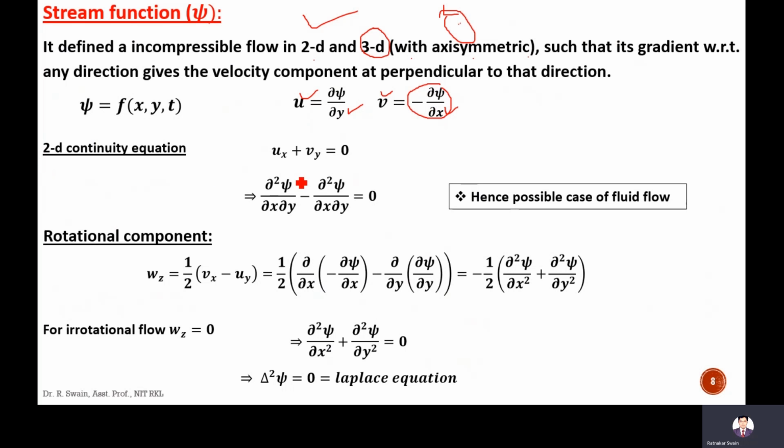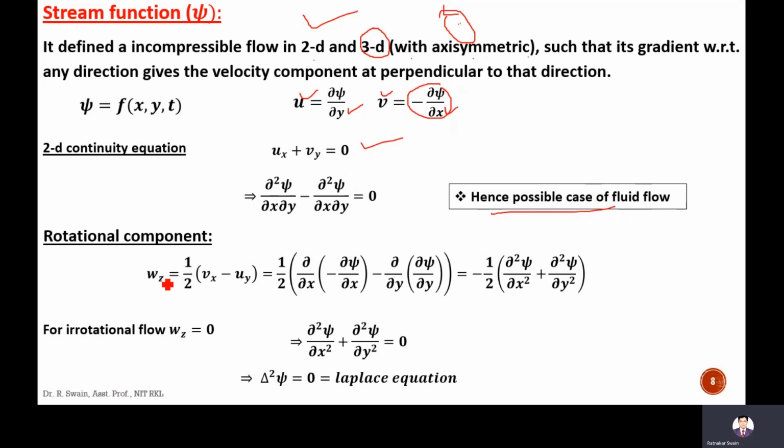So in the 2D continuity equation, del u by del x plus del v by del y is 0. If you put the expressions of u and v in terms of psi, it will give you del square psi by del x del y minus del square psi by del x del y, which is 0. That means it is a possible case of fluid flow. If it satisfies the continuity equation, psi exists and there is a possible case of fluid flow.